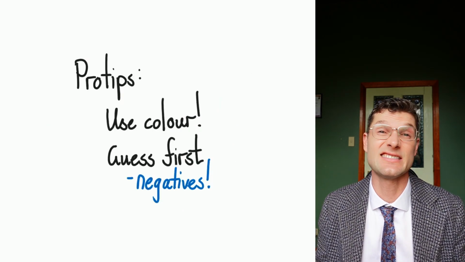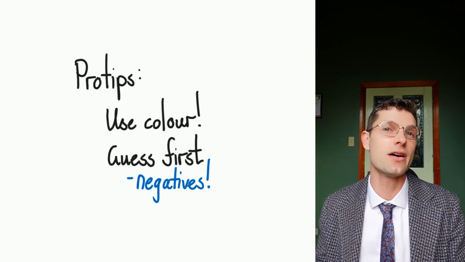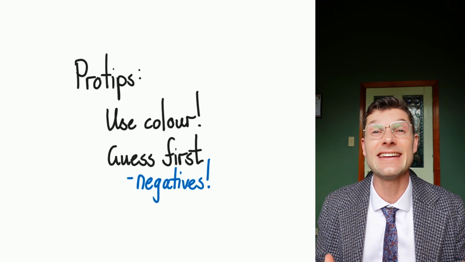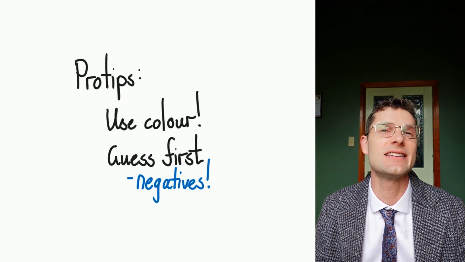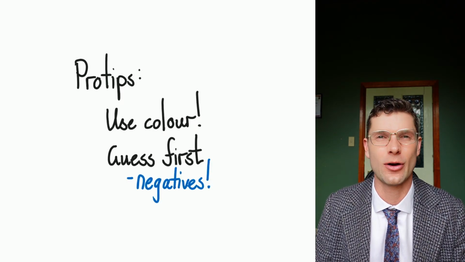So my big pro tip for this is do use colors like I did there. Make sure that we're doing the x numbers together and the y numbers together. That's the only real mistake we can make. Again, just have a guess before you get started, and this is especially important for our negative numbers. If you're on top of that, you're going to find this lesson incredibly easy.